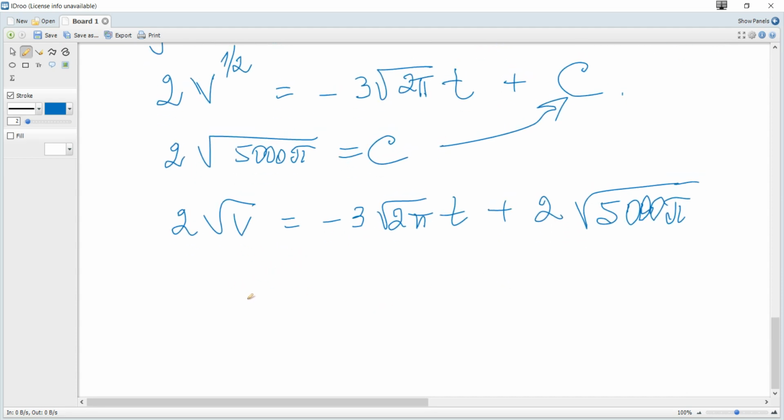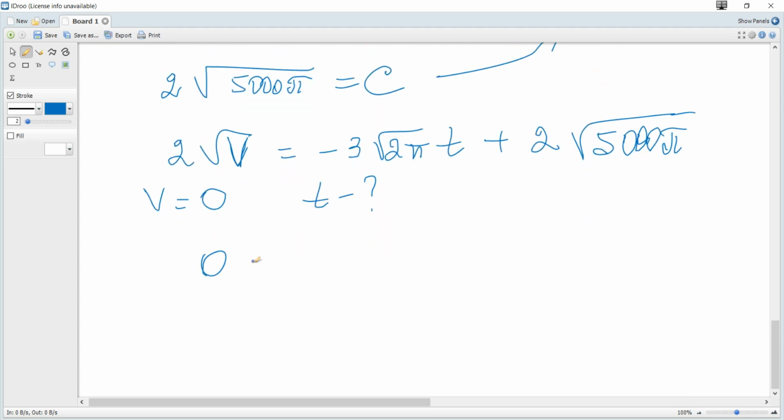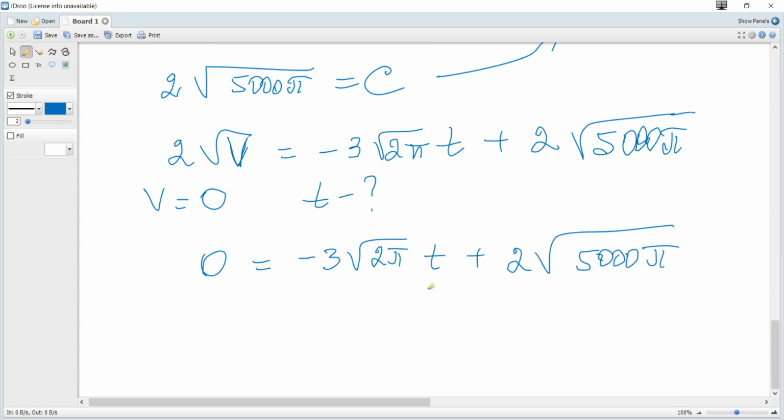And what does it mean? It means it's a dependence or expression of how the volume v changes with time for any moment of time. So we can find the volume of water at any moment of time, but we need to find the time when it evaporates completely. What does it mean? We need the time when volume is equal to 0. So we need to solve for t when v is 0. When v is 0, it's 0 equals minus 3 root of 2 pi t plus 2 root of 5000 pi.